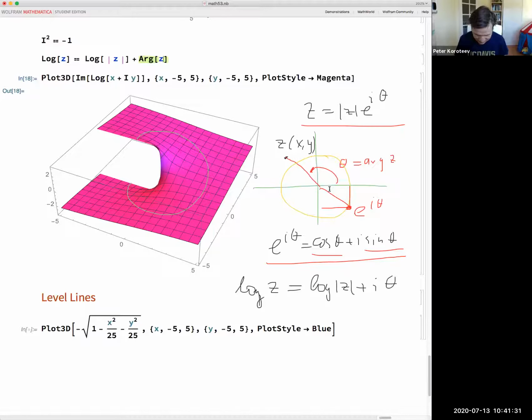And here's where this discontinuity, this gap comes in, right? It's because if you start with theta equals 0, and then as we complete the circle, theta becomes equal to 2 pi. And that's why you have the gap. So that's a famous discontinuity of the log function.